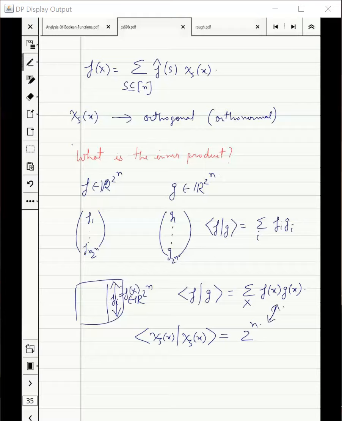But we want these chi-S's to be orthonormal. So we will define our inner product slightly differently. We will put 1 by 2 to the power n, a normalization coefficient. This won't change whether f and g are perpendicular to each other. But what it will do is say that chi-S of x is a vector with length 1.